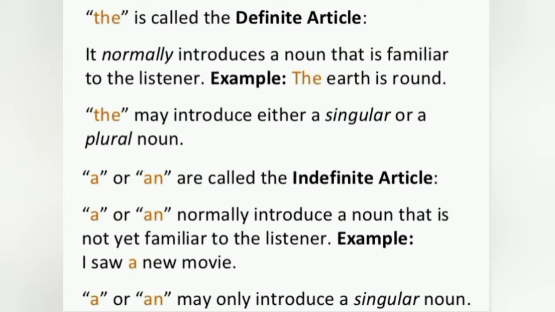For example, the earth is round. The may introduce either a singular or plural noun. A and an are called indefinite articles. A or an normally introduce a noun that is not yet familiar to the listener. For example, I saw a new movie. A or an may only introduce a singular noun.